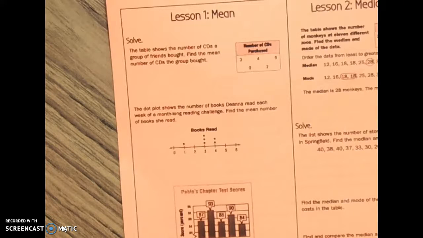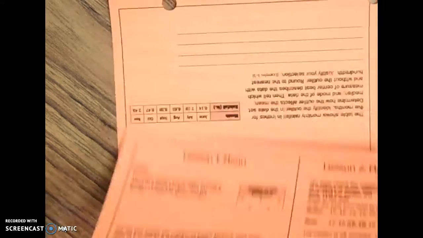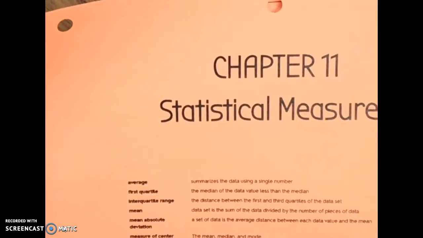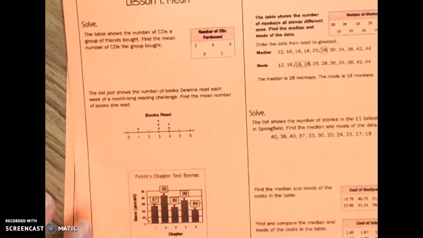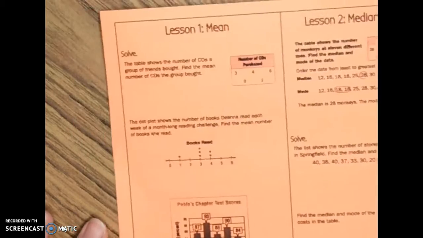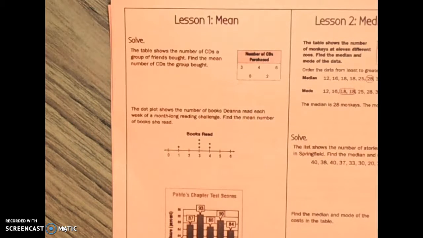Okay, today we're going to take a look at Chapter 11, which is over statistical measures, and we're going to look at Lesson 1 and 2 today. So Lesson 1 has mean, Lesson 2 is median and mode. A lot of you probably have done this before, but we're going to use a calculator, so that should help us out quite a bit.